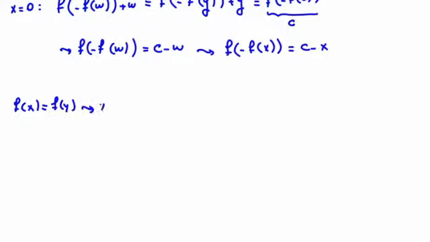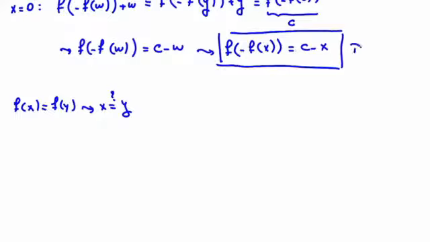I want to see, can we conclude x is y? Let's analyze. Because of this thing that we reached, and I call it 1, we know that f of x equals f of y. So from this part, we can say f of negative f of x also equals f of negative f of y. Why? Because if f of x equals f of y, so negative f of x equals negative f of y, they are equal.